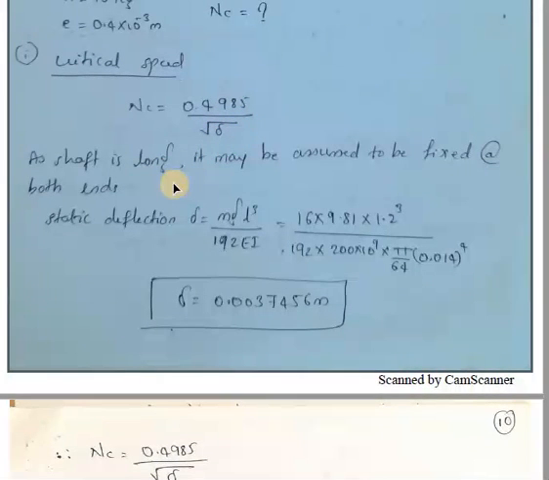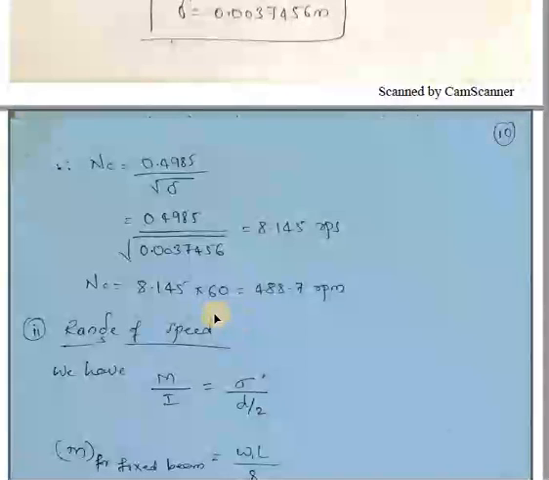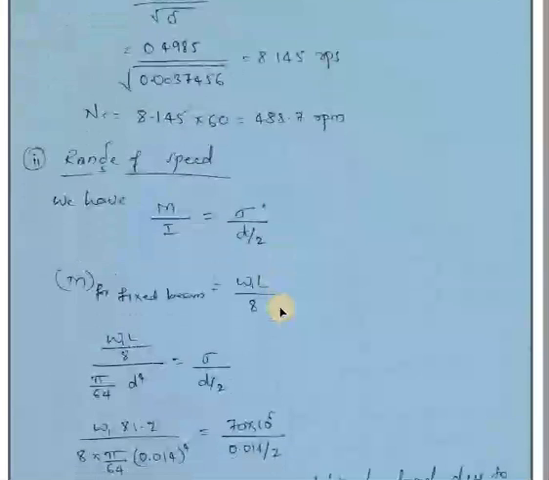As the shaft is very long here, it may be assumed to be fixed at both the ends. So for that condition, the delta value, static deflection, is mg L cube divided by 192 EI. Here we know all these values. With the help of those values, we can calculate delta as 0.0037456 meter. Now if you substitute that in NC equation, you will get NC as 8.145 RPS, which in terms of RPM is 488.7 RPM.